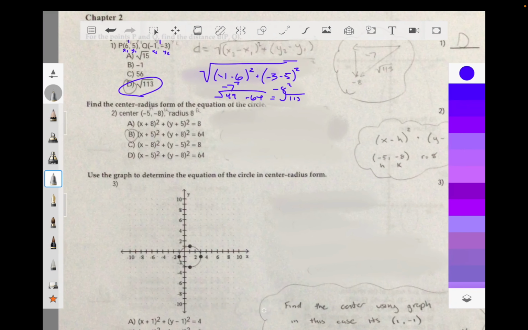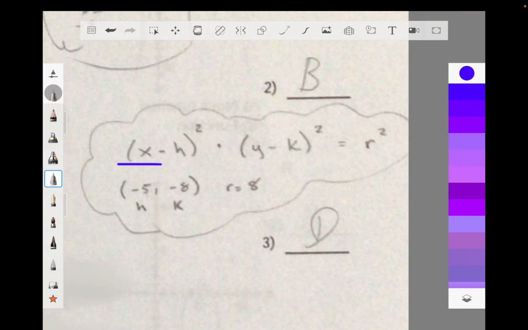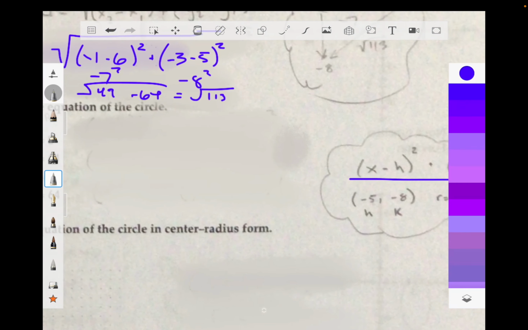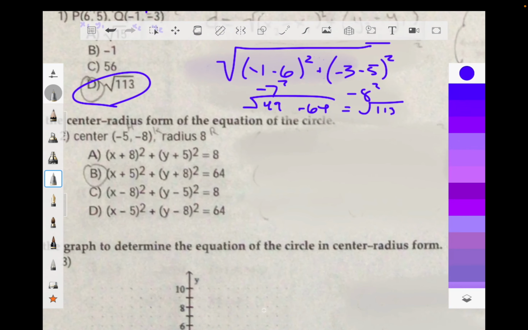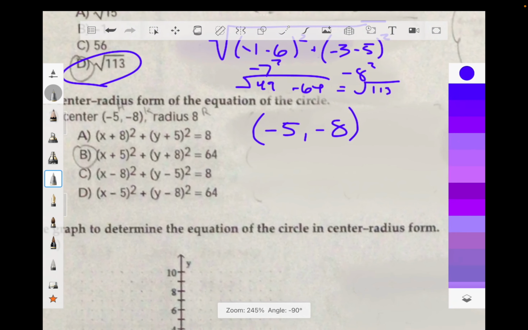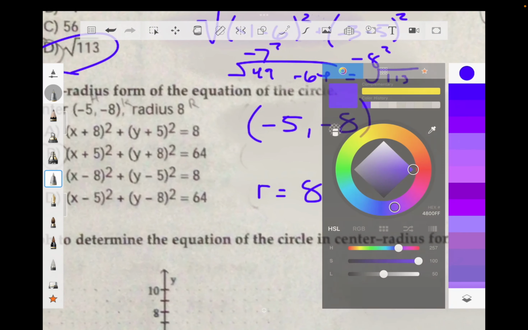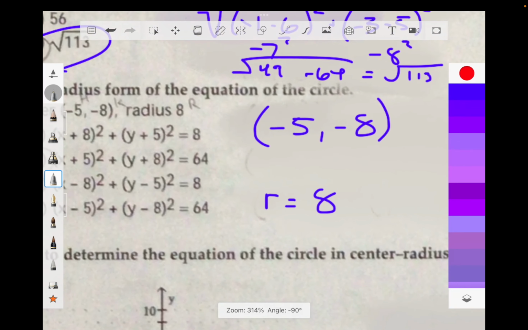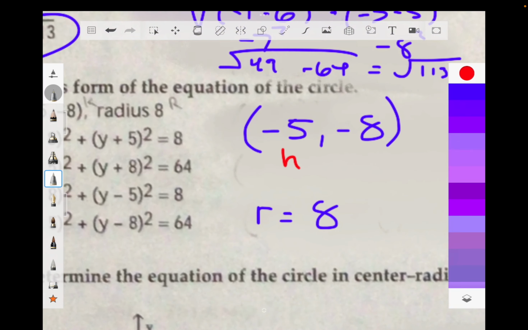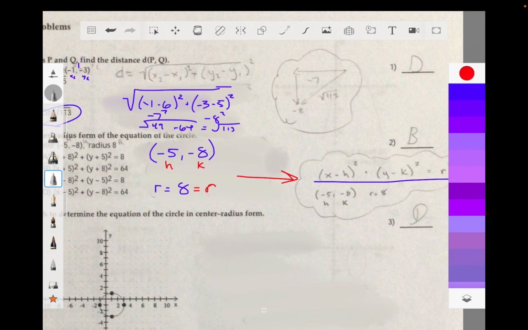Find the center-radius form of the equation of the circle. So again, you're just going to have to memorize this formula, but if you do that, these are pretty simple. If you have the center, which in this case is -5, -8, and you have the radius, which is r, then you can just plug those into the equation of a circle. So our x is going to be our h value, our y is going to be our k, and r is of course going to be our r, and you plug that back into here.